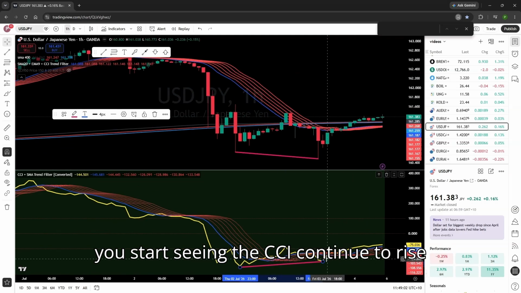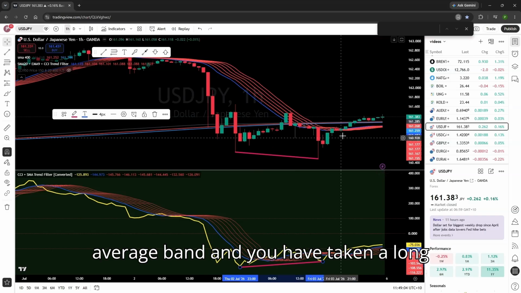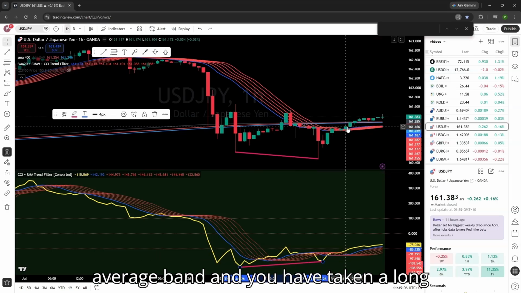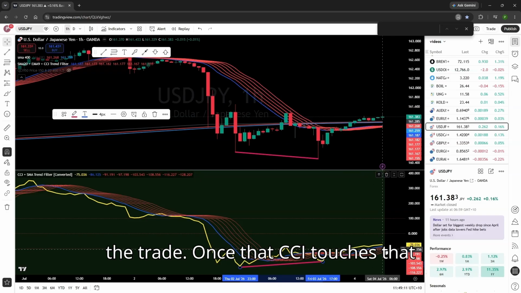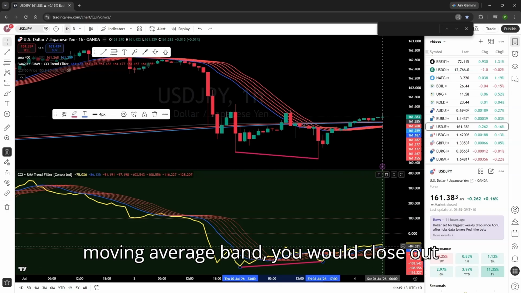Once you start seeing the CCI continue to rise and the price break through that moving average band, you would have taken a long position there, and you'd still be in a trade and getting close to closing out the trade. Once that CCI touches that moving average band, you would close out your position.